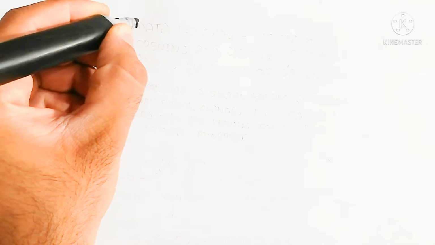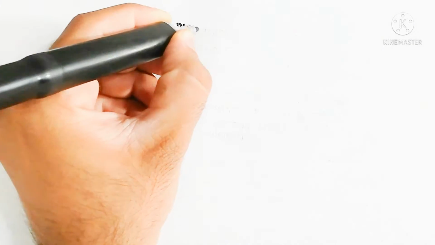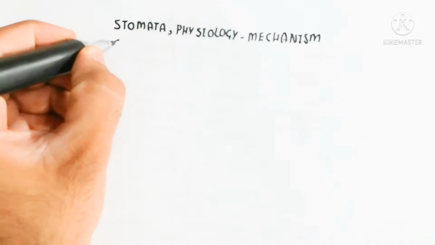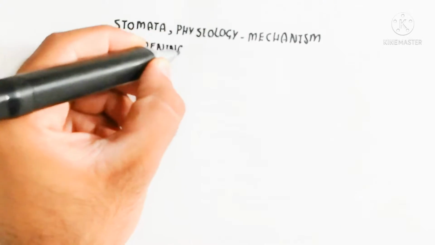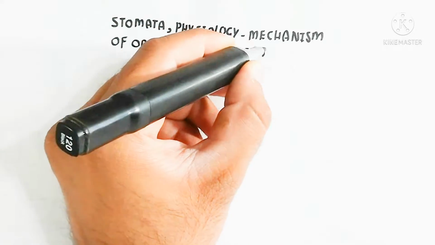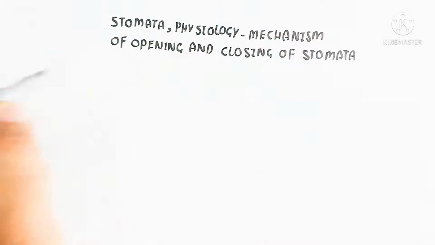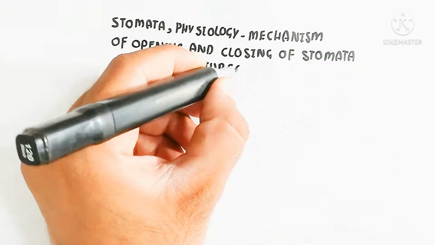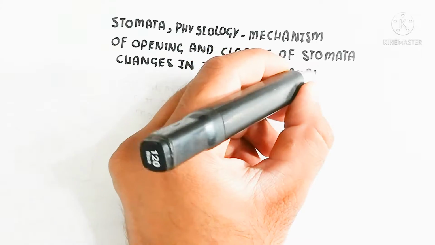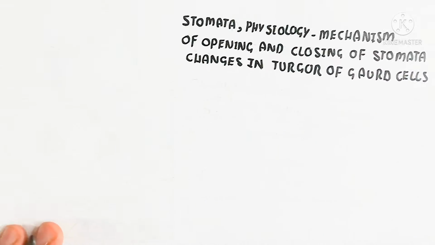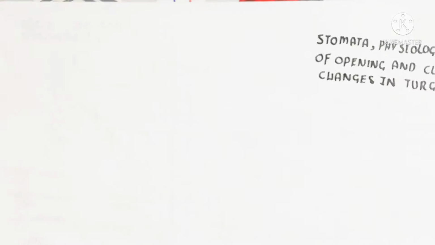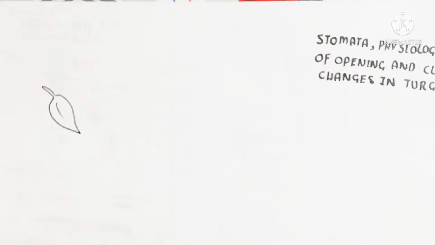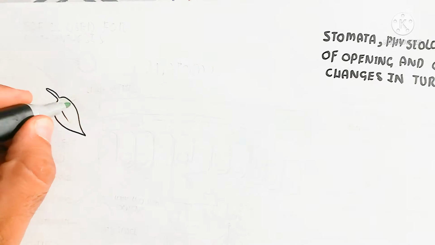Hello, in this video we will discuss stomata physiology, the mechanism of opening and closing of stomata, and changes in turgor of the guard cell. First of all, we need to understand the anatomy of the leaf, and we will learn about the stomata and what the function of stomata is. Stomata is basically used for transpiration as well as for carbon dioxide to move into the leaf for photosynthesis in the mesophyll cells, palisade and spongy mesophyll cells.